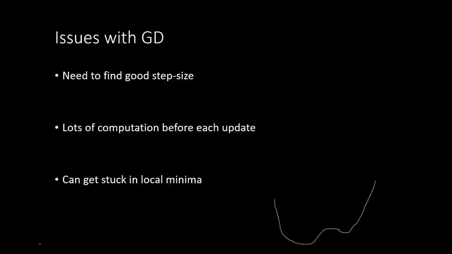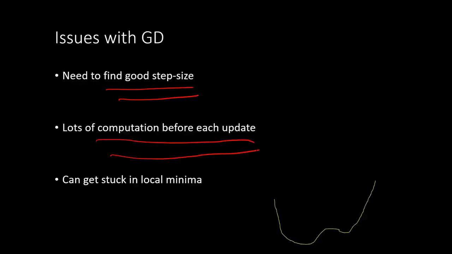The other problem with gradient descent is that we may not even want to have a local minima. We may want to actually escape the local minima and find something which is even lower than the current local minima. So to summarize, we need a good step size, which is not easy to find unless you know the second derivative or you do some sort of second order computation. We have to do a lot of computations before each update, and we can get stuck in local minima.